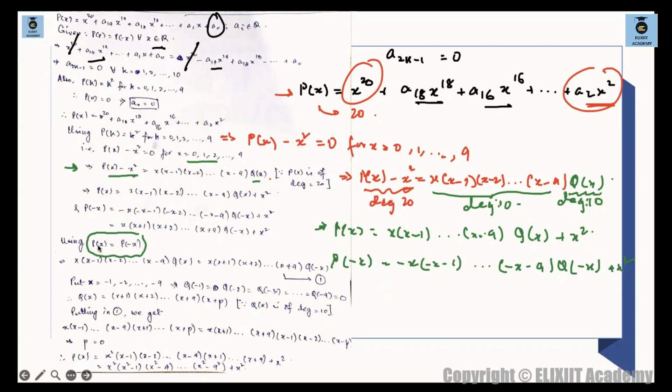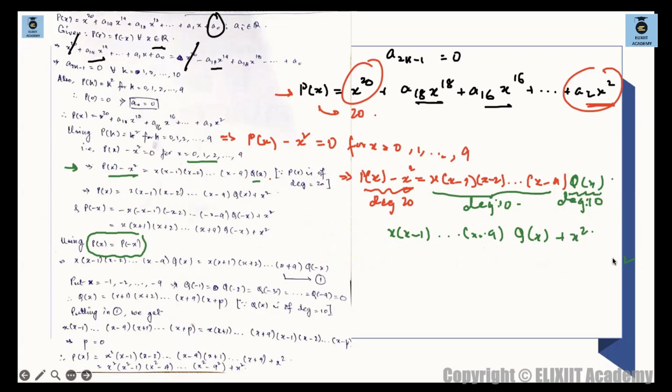And simply equate these two: P(x) is P(minus x). I hope this much is clear, what I'm trying to do here. I need to find out what Q(x) is, and again I'm using this condition P(x) is P(minus x). So x into (x minus 1), (x minus 9) and so on. Simply equate these two.